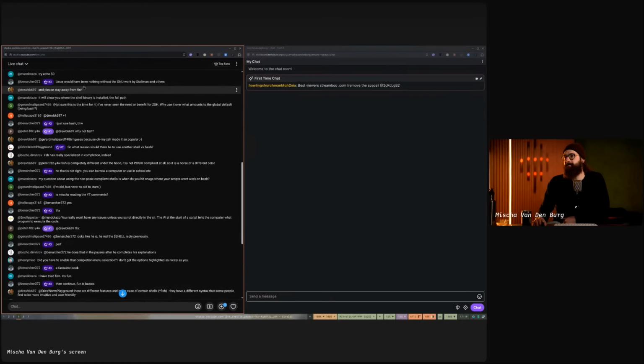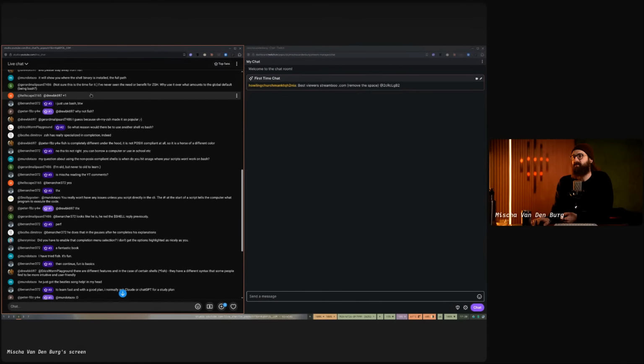Linux would have been nothing without the GNU work by Stallman and others. Completely agree. Yep. Please stay away from fish. Completely agree with that as well. If you make a change, then try out Z shell after a year. But my recommendation is don't look into fish or new shells or anything like that. You will atrophy your Linux skills very quickly.